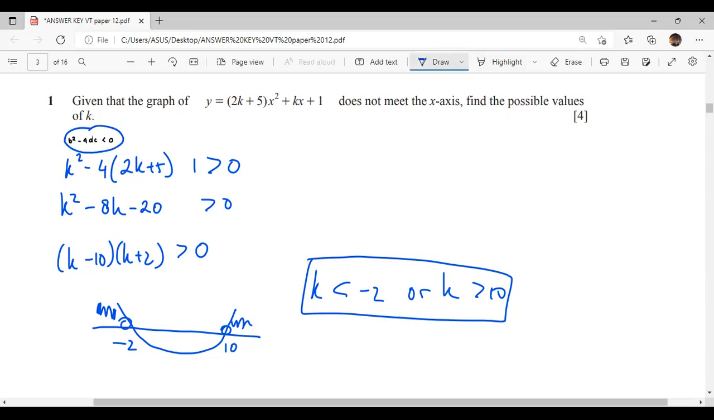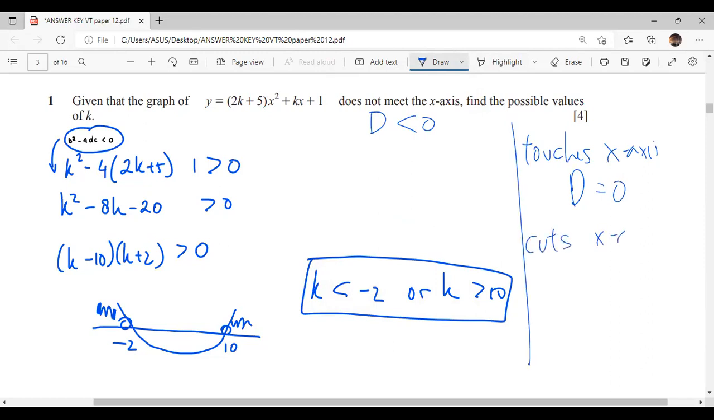This is what you do, and you're doing this right. And what I just do is just continuing what you do. Okay, does not meet the x-axis, so the discriminant d is less than 0. It touches the x-axis, or the tangent touches the x-axis, when d equals 0. When it cuts the x-axis, d is more than 0. So I just give you the extra additional understanding. And then you can continue this.